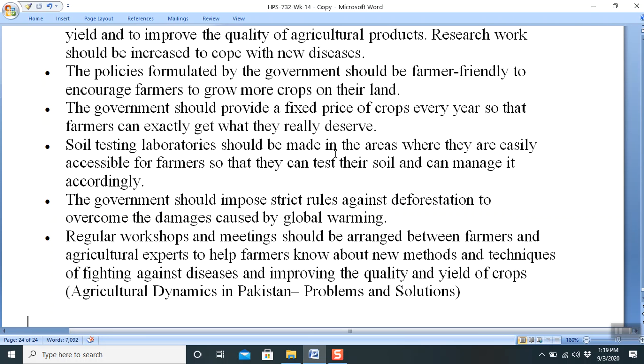Soil testing laboratories should be made in areas where they are easily accessible for farmers so that they can test the soil and manage it accordingly. Next, the government should impose strict rules against deforestation to overcome damages caused by global warming. This is a very big element. Forests are being cut very fast, which is the biggest live issue. Around Rawalpindi, Islamabad or your own city, housing societies are being built unnecessarily, which are not needed at all, and agricultural land is being spoiled. As a result, deforestation continues, and global warming will affect the people.